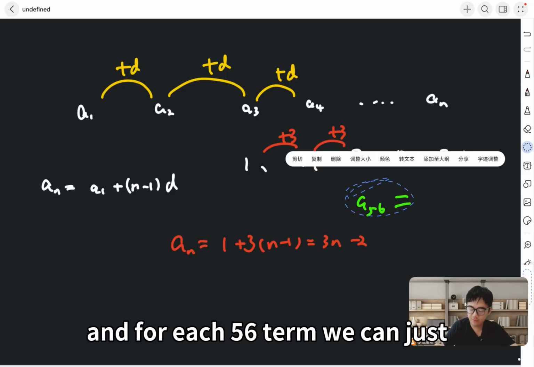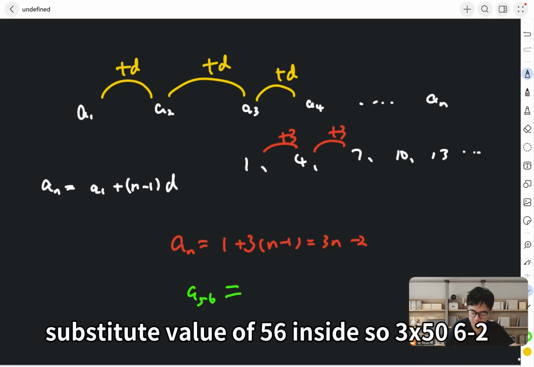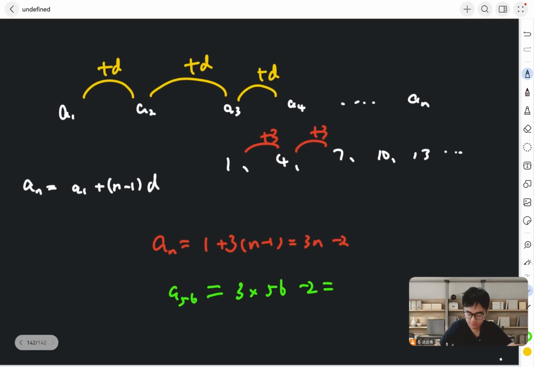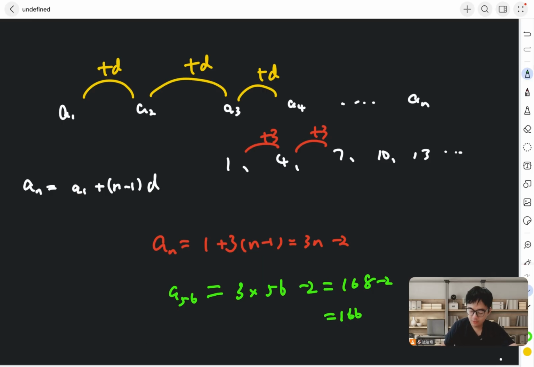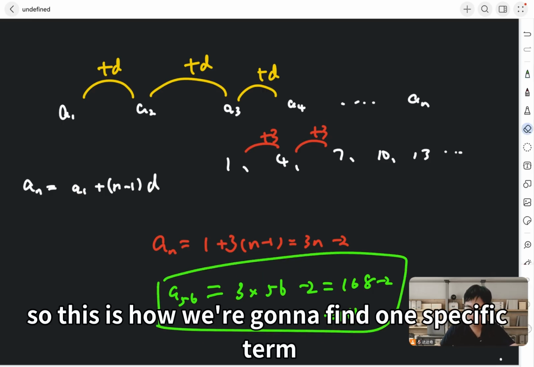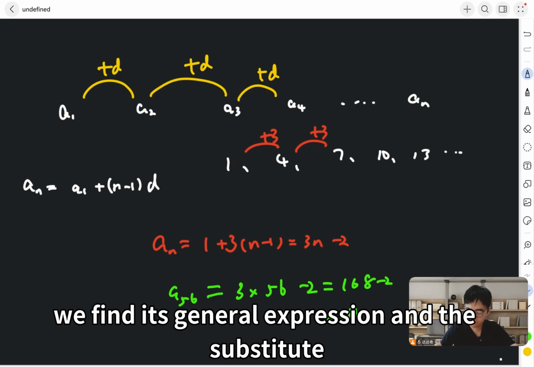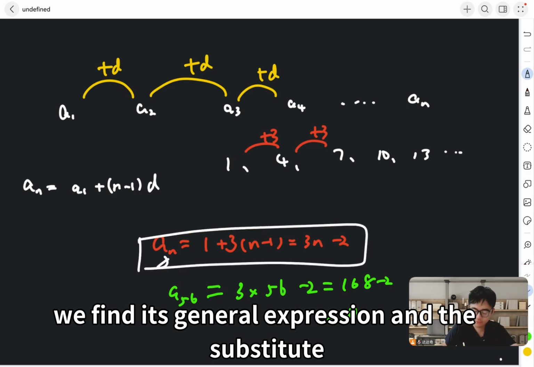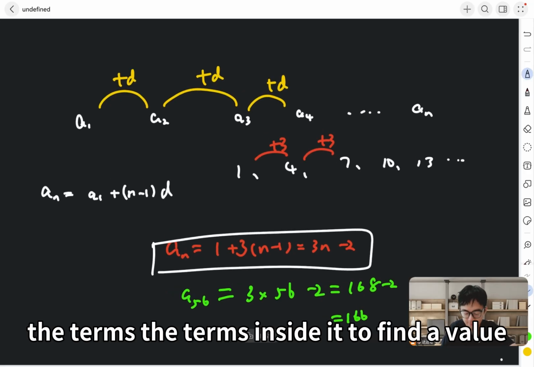And for its 56th term, we can just substitute the value of 56 inside. So it's 3 times 56 minus 2. So it would be 168 minus 2, which is 166. So this is how we're going to find one specific term in a sequence. We find its general expression and then substitute the terms inside it to find the value.